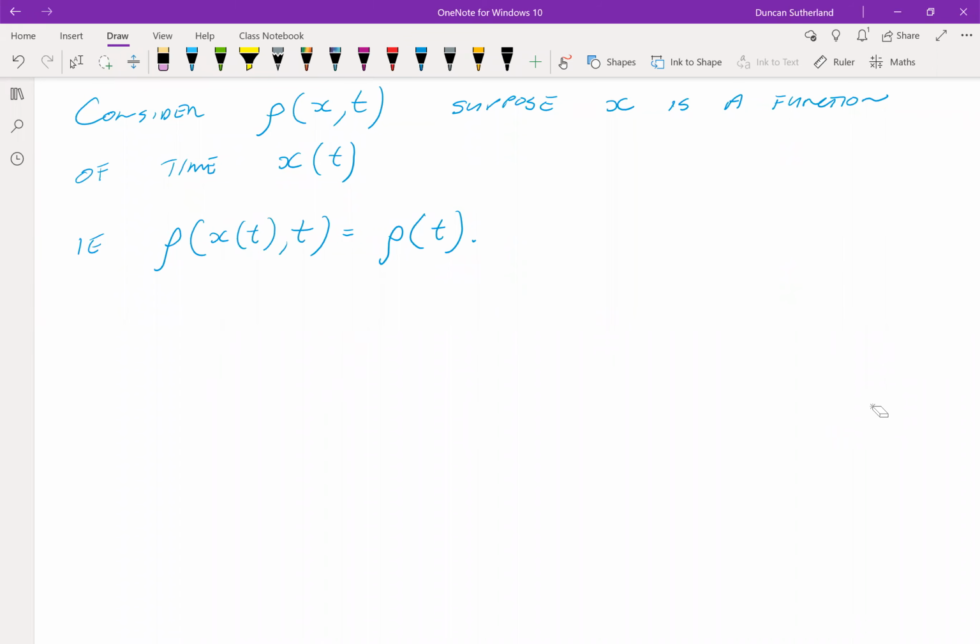Okay, so I'd like to talk a little bit about the chain rule. You might call it the function of a function rule for ordinary derivatives. You might know that as the chain rule. This is the chain rule for partial derivatives.